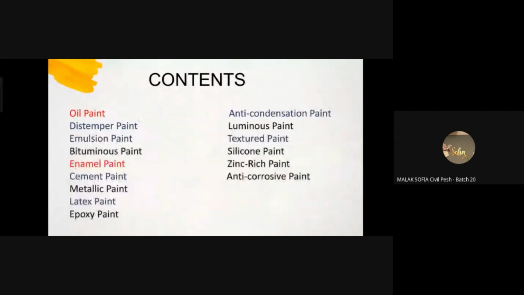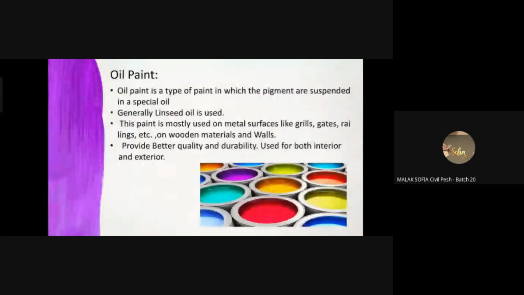The red ones are the oil-based paints. The blue ones are the water-based paints, and the black ones are the miscellaneous paints. Number one, we have the oil paint. It is an oil-based paint, and it is a type of slow-drying paint. It takes a very long time to dry.